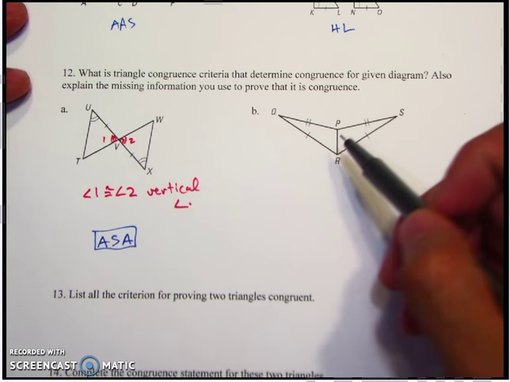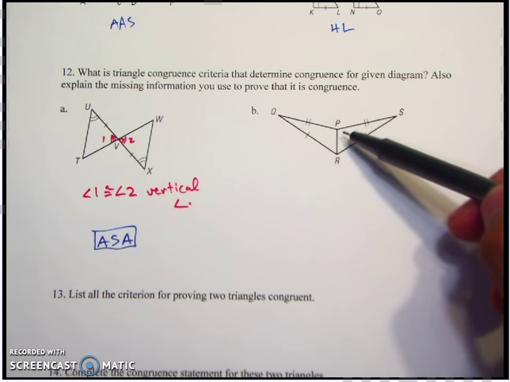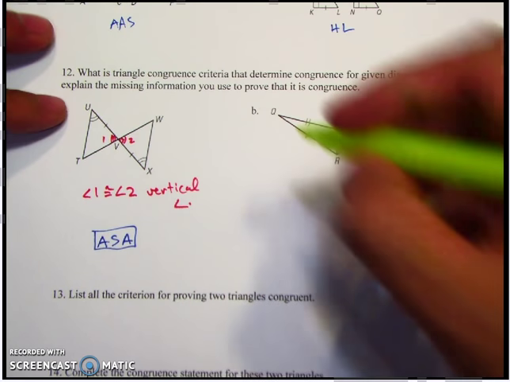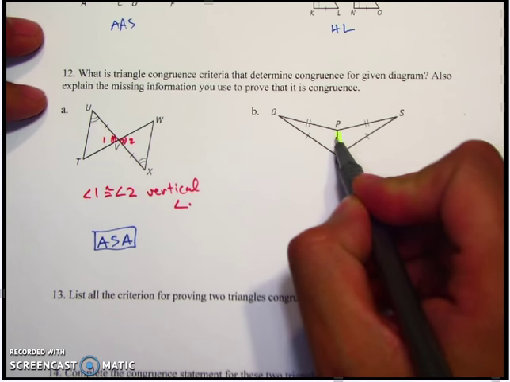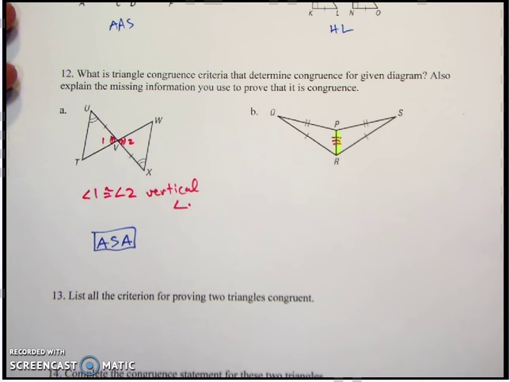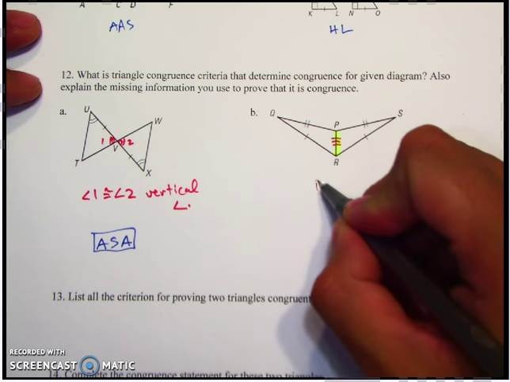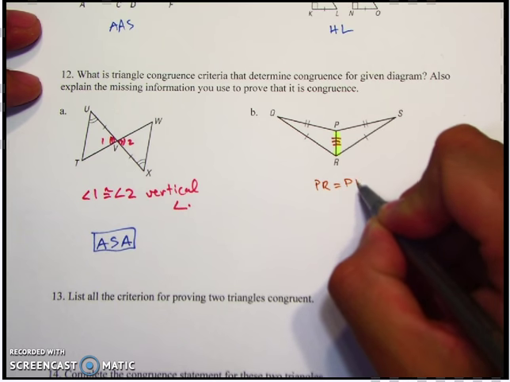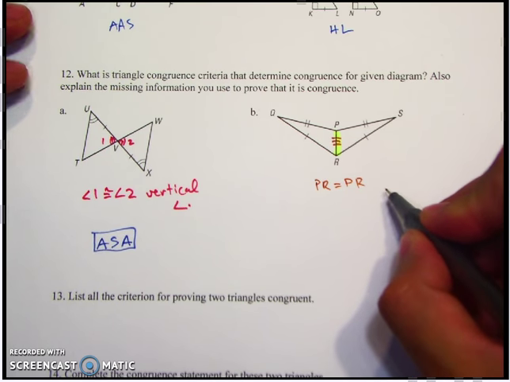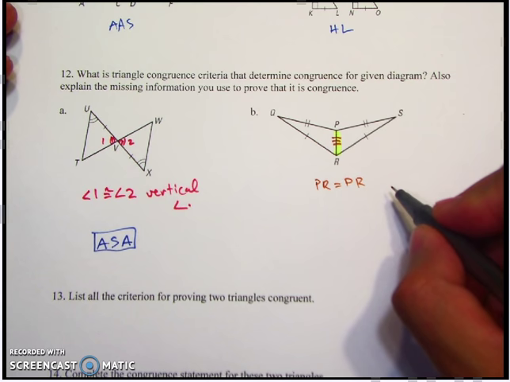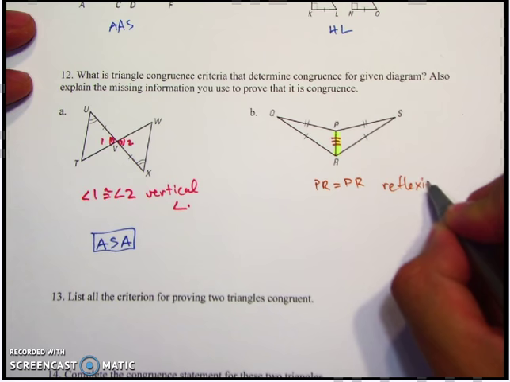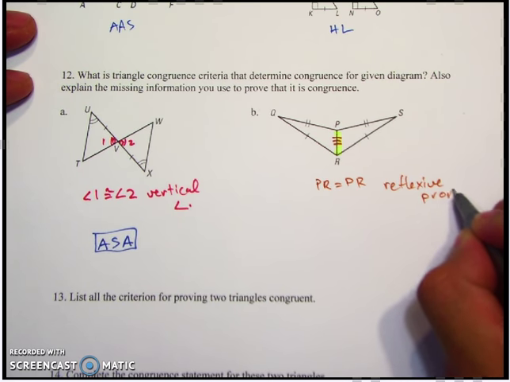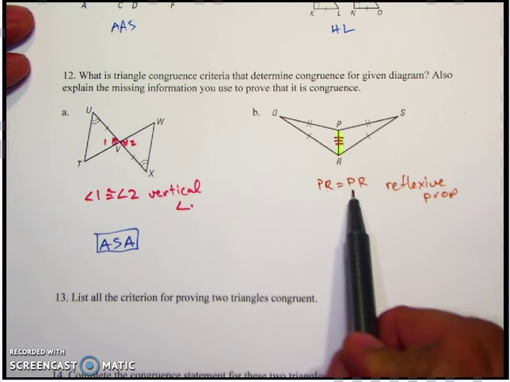Take a look at the next one. When you look at it, you have two triangles. They both share PR here. See that? So really, if we make a marker here, you can actually separate this out and identify it really easily. But here, again, they both share PR. So PR is congruent to PR. And this one here, what's the reason? Reflexive property. So make sure you know this.